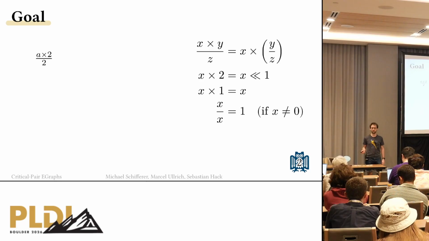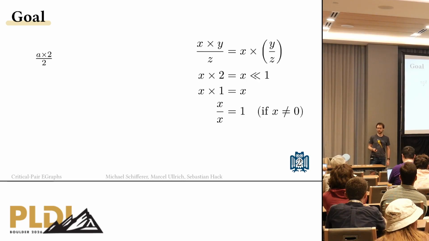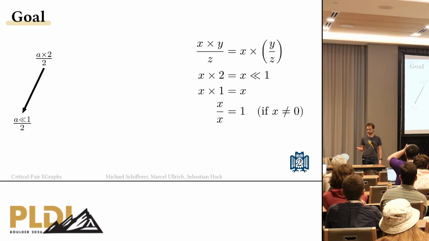So let's start with the general goal. We have some terms like a times 2 divided by 2, and we want to optimize it. We have the general rule set: we can distribute multiplication and division, so we can move out the y in x times y divided by z to the right. Maybe times 2 is also a shift, times 1 can be cancelled out, and x divided by x is just 1. If we naively apply the rules, we can rewrite a times 2 divided by 2 to a shifted by 1 to the left, and then we are done.